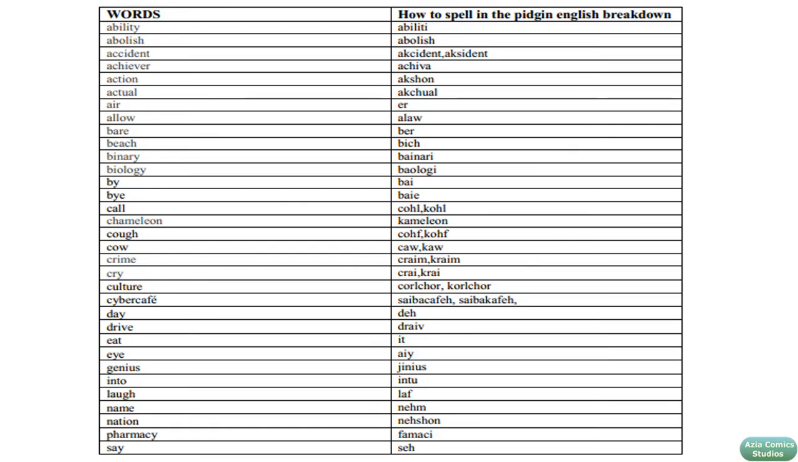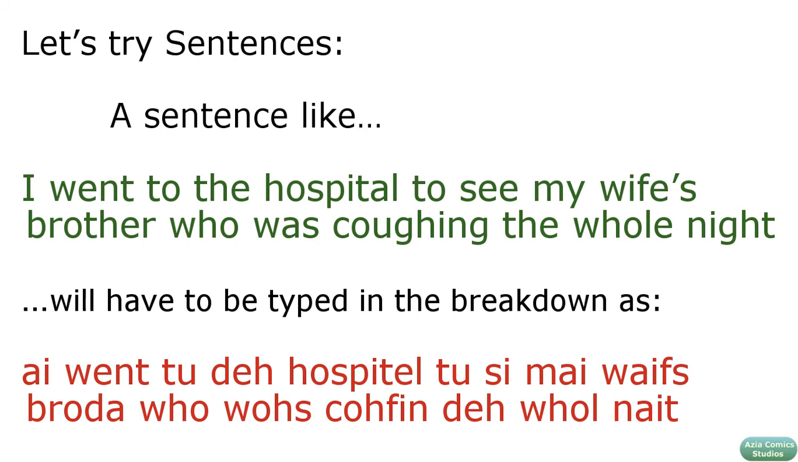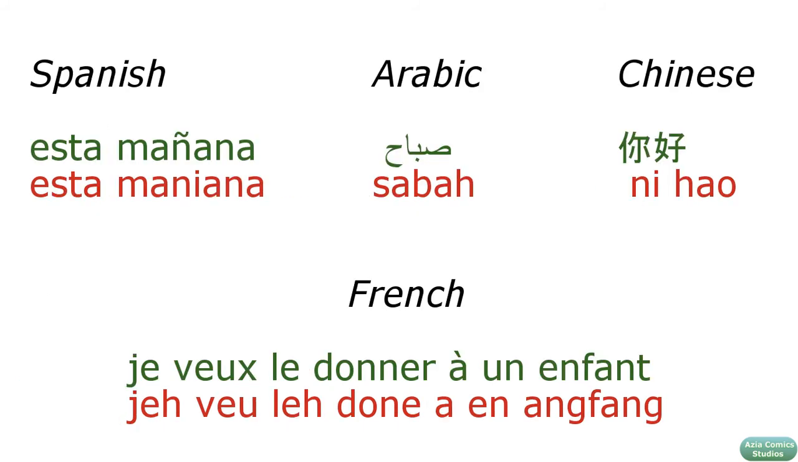Here is a list of some words and how they should be spelled using the Pidgin English phonetic breakdown. A sentence like "I went to the hospital to see my wife's brother who was coughing the whole night" will have to be spelled like this. This breakdown can be used for any language as mentioned earlier. So let's try words or sentences in different languages. The words or sentences in green indicate how they are naturally spelled, while those in red indicate how they should be spelled in the Pidgin English phonetic breakdown.